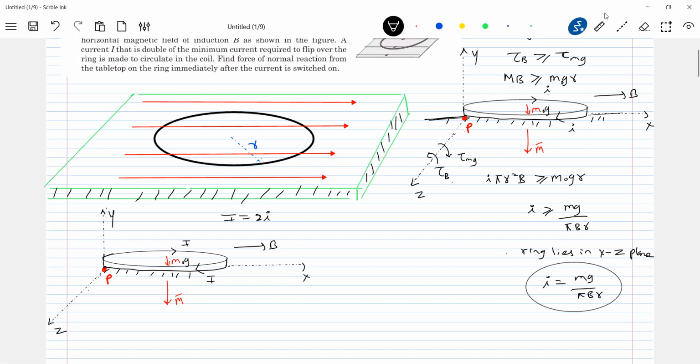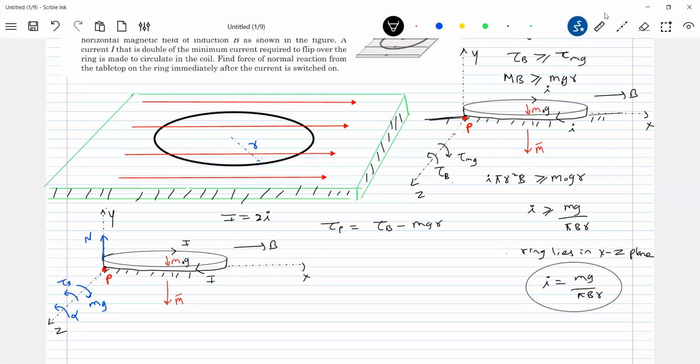Now, what do we expect here? The normal contact will act. What are the forces that will be acting? Normal contact, then the torque due to dipole moment like this, and the torque due to weight. What are the conditions for the ring? It now has rotational motion, so it is going to have angular acceleration alpha. So write it now. Directly, let me write: torque about P should be equal to torque due to dipole moment minus mg into r.